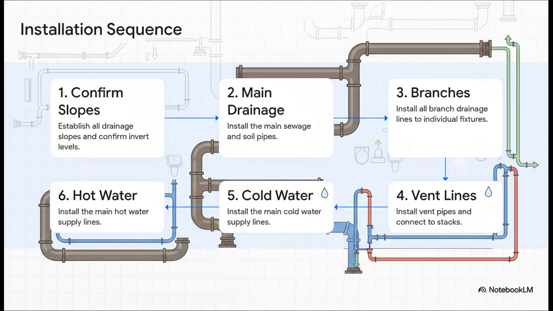You have to start with the main drain lines because they're dictated by gravity and slope. Everything else gets built around them. Just imagine trying to fit a sloped drain pipe after all the water lines are already in place. It's a nightmare. You'd be tearing out finished work. Drains first, then vents, then water supply. Following this order saves you from a world of headaches and rework.